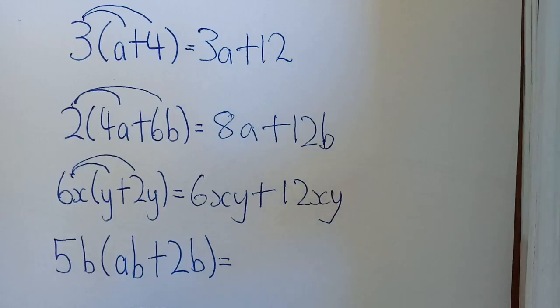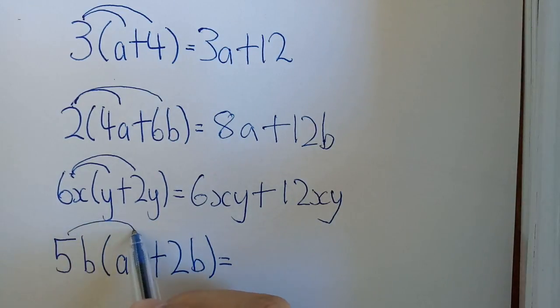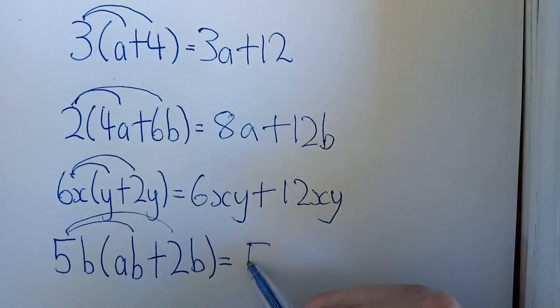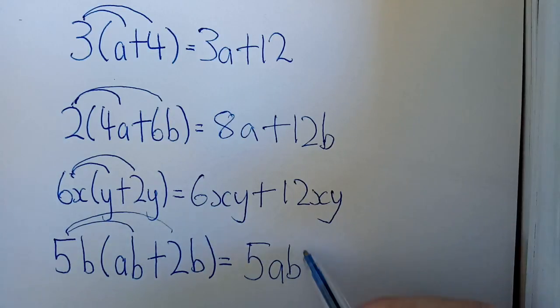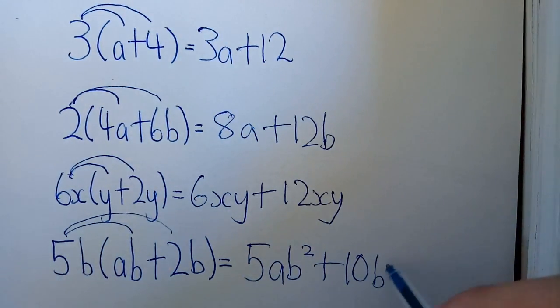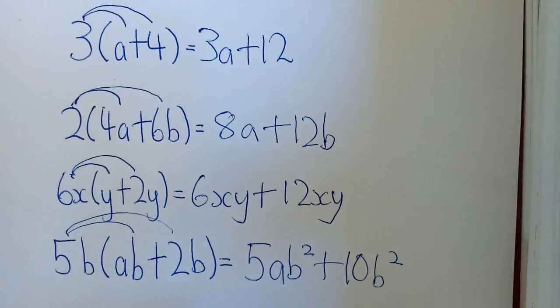Okay, for our last equation for expanding brackets, we have 5b as the outside value and ab plus 2b inside the brackets. So once again, we're multiplying the 5b by the first value in the bracket and the second value in the bracket. 5b multiplied by ab is 5ab squared, and 5b multiplied by 2b is plus 10b squared. This right here is the expanded form for this equation.